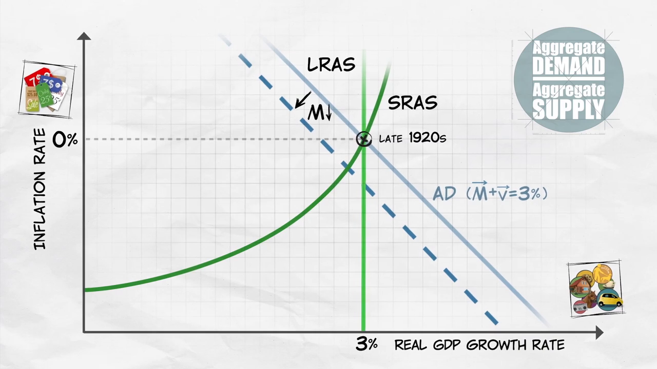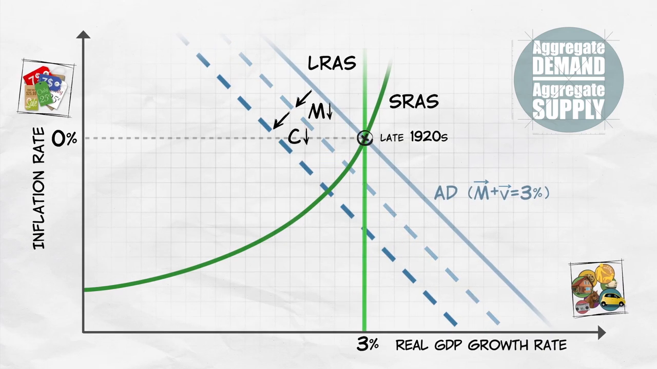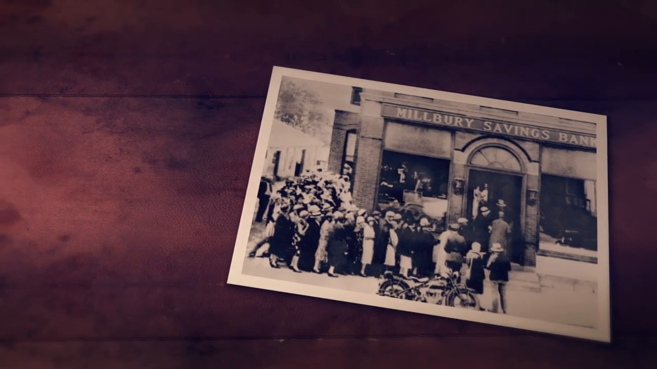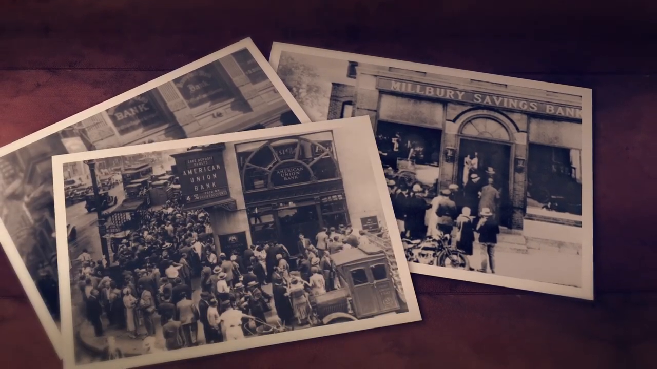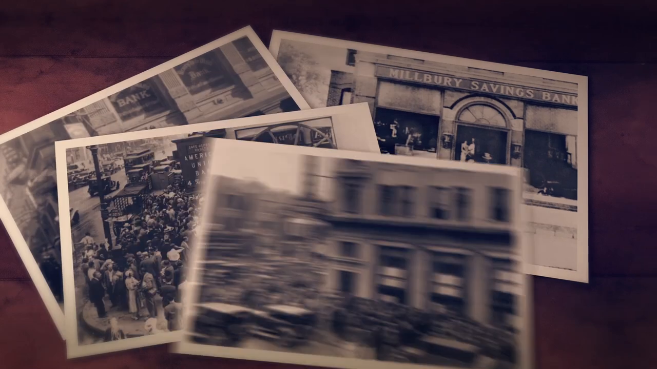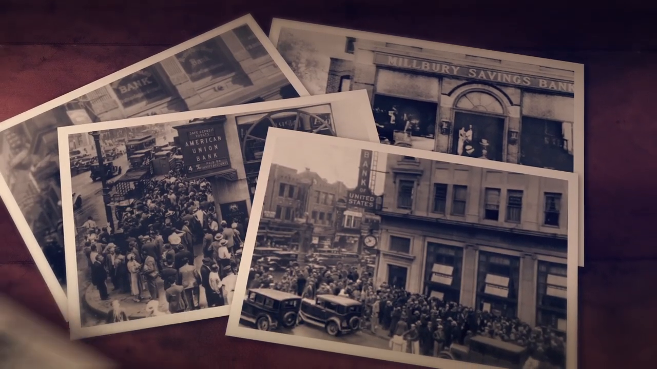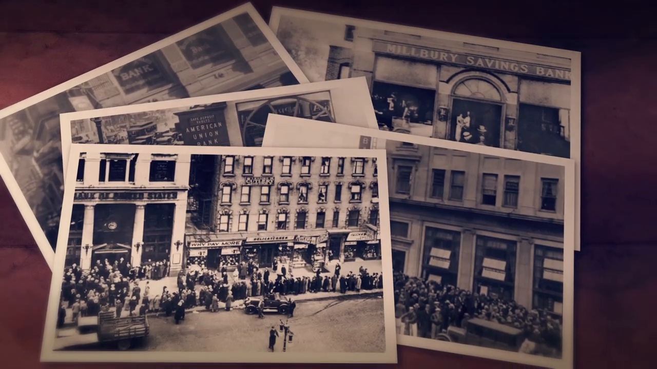Investors lost a lot of wealth in the crash, and they reduced their consumption. Pessimism began to grow. And as pessimism grew, bank depositors began to worry about the banks, and some of them began to withdraw their money. This was a time before deposit insurance. So if you thought that your bank might go bankrupt, it made sense to run to the bank and withdraw your money before everyone else did.